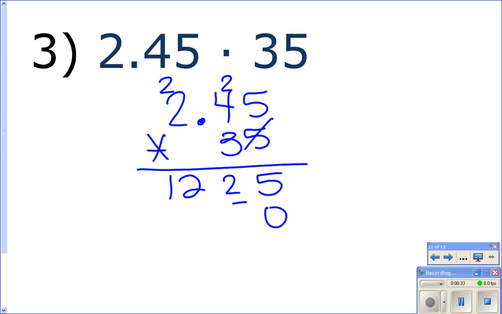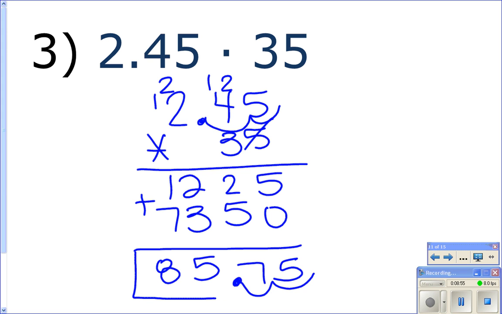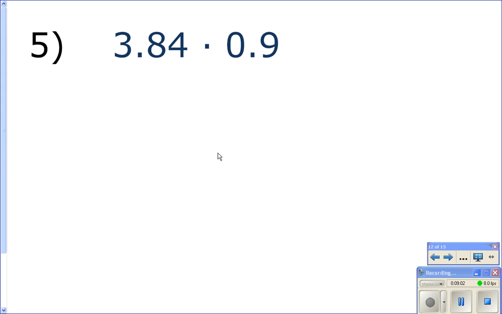5 times 3 is 15. 4 times 3 is 12, plus 1 is 13. 3 times 2 is 6, plus 1 is 7. Add them together. Get 5, 7, 5, 8. The decimal is moved 2 times in the problem, so you move the decimal 2 times in the answer. And you get 85 and 75/100. Okay? Try this next one on your own. It's number 5. You can pause the video.